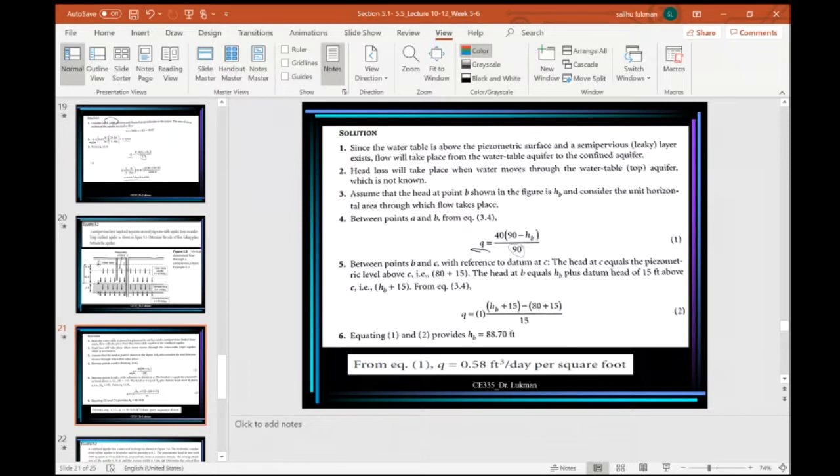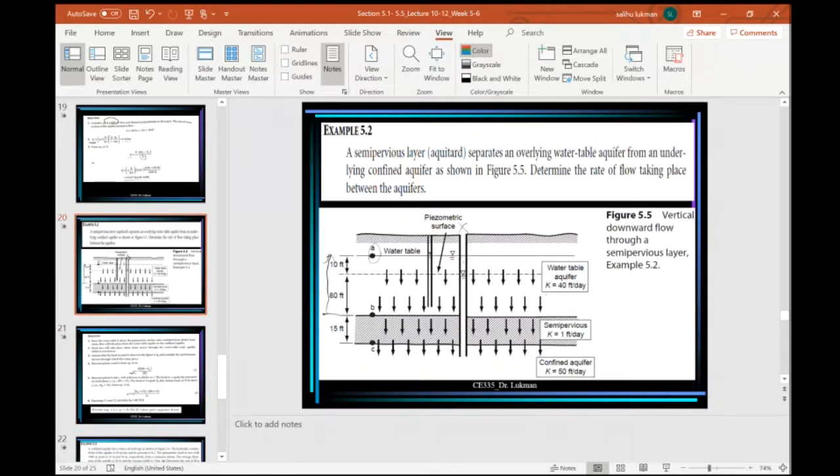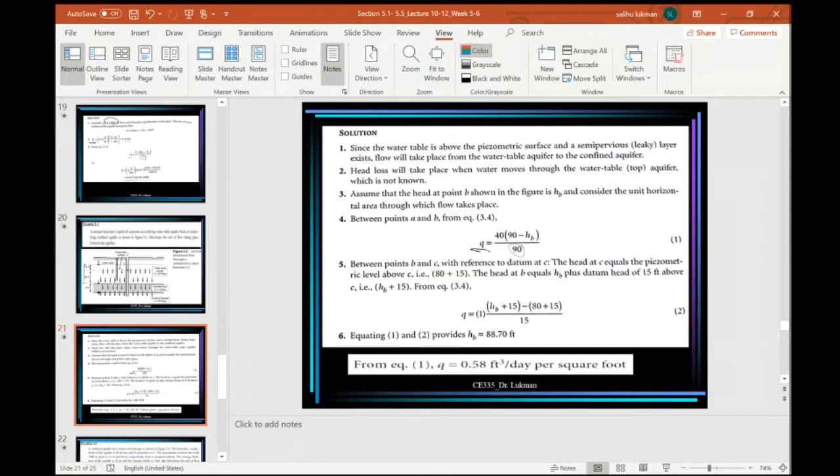Okay, that is 80 plus 15, because here in the confined aquifer you have the head to rise up to 80 meters above point B. So 80 plus 15 will give us the head here at C. C falls within the confined aquifer. Okay, so that is the head.